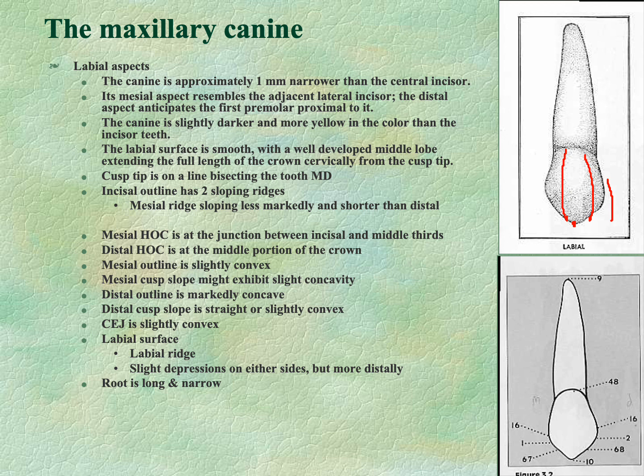The incisal outline has two sloping ridges, the mesial ridge sloping less markedly and being shorter. The mesial ridge sloping from the cusp is shorter than the distal ridge. The mesial height of contour is at the junction between the incisal and middle thirds. It's a little bit higher, like here, and the distal height of contour is in the middle of the middle third. I don't think I have to draw the thirds again. You should be able to imagine them now.